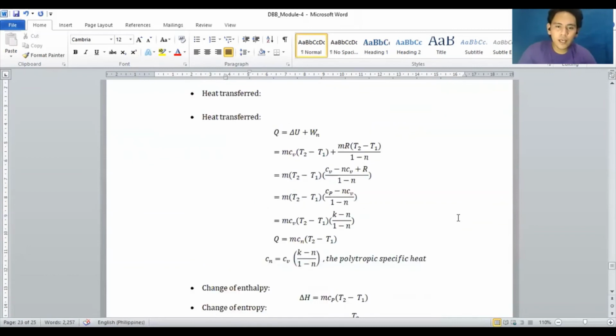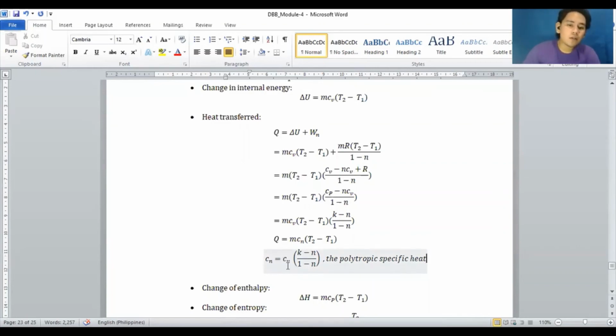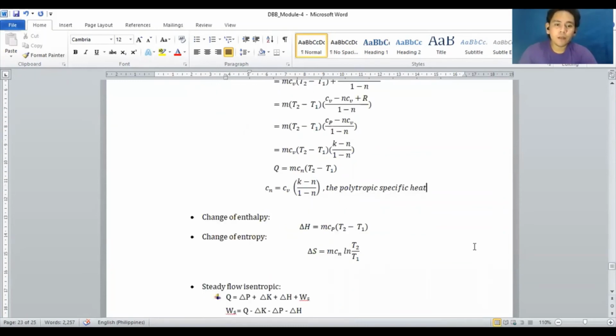Here, your Cn equals Cv times (k minus n) over (1 minus n). For you to get the value for Cn, you first need to know the value of Cv, the k, and the n. It is usually stated in the problem, unless otherwise, we have the standard values for k, which is 1.3 for hot and 1.4 for cold.